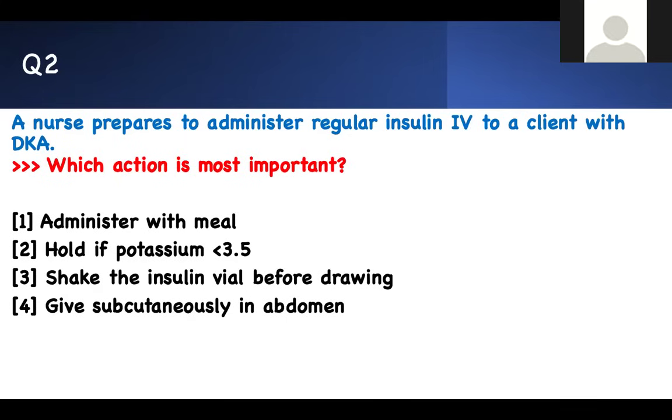The patient is going to be NPO because they have DKA. So administer with meal is not right because the patient will be having what? An IV drip of insulin going on. Therefore, the right answer is number 2.